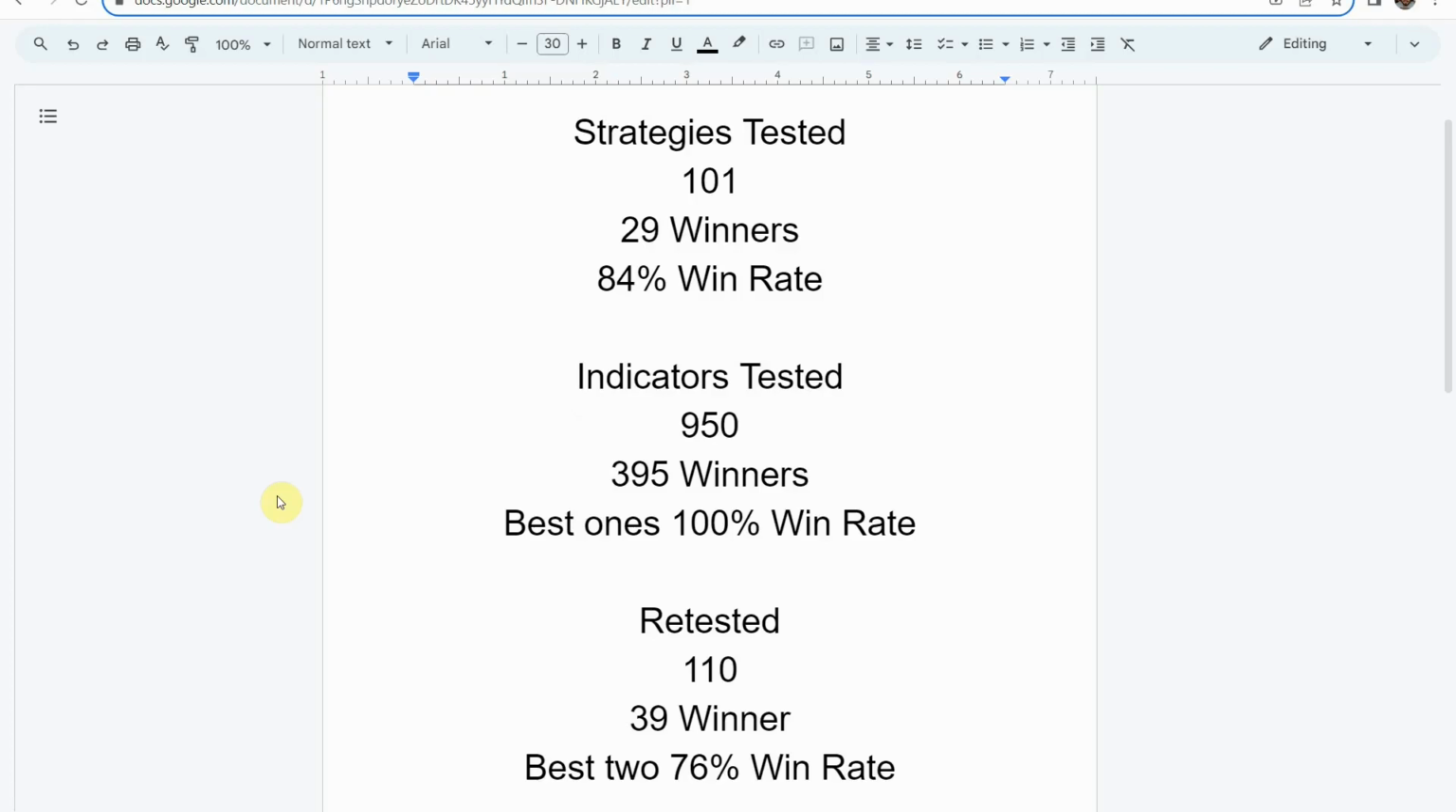We've also tested a total of 950 indicators, with 395 of them being winners. The best ones so far were able to achieve a 100% win rate. Now you need to go back and watch those videos to understand the context of how they were able to achieve that. So go back and watch those videos and see what you can get out of those winning indicators. We've also retested in the advanced testing 110 of the winning indicators. 39 of them have been able to maintain the winning status, the best two, a 76% win rate. And keep in mind that we test most of these indicators and strategies on the Forex and crypto market, but they can be applied to just about any market and time frame universally.